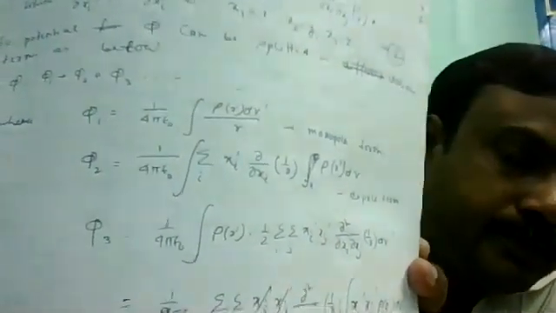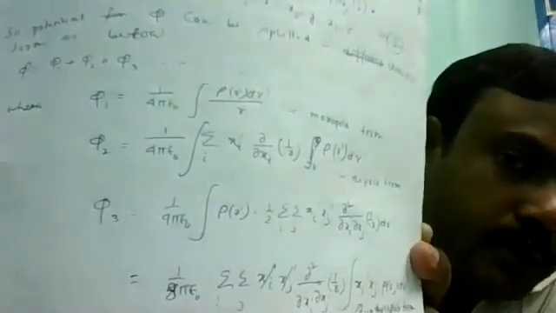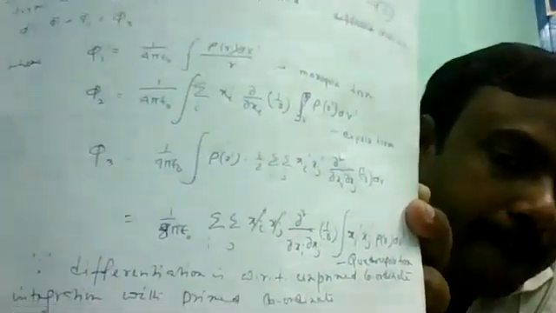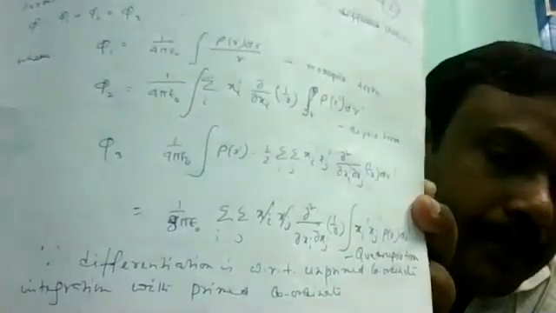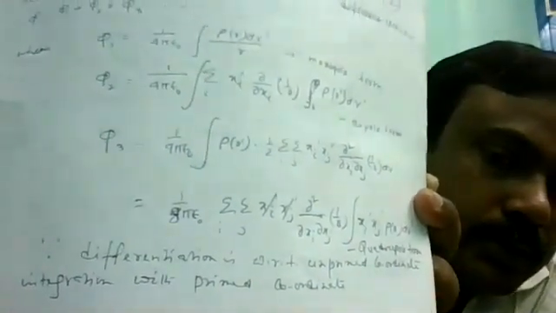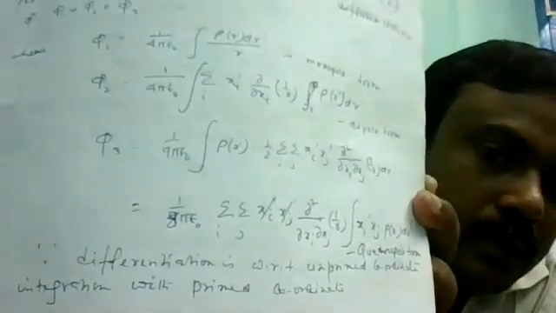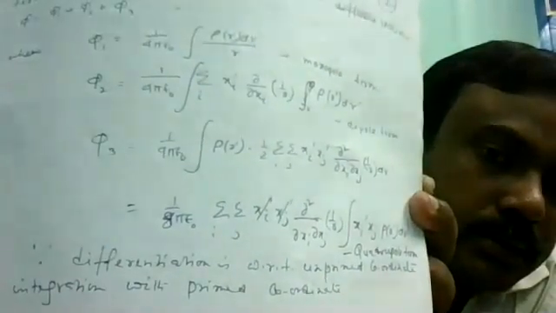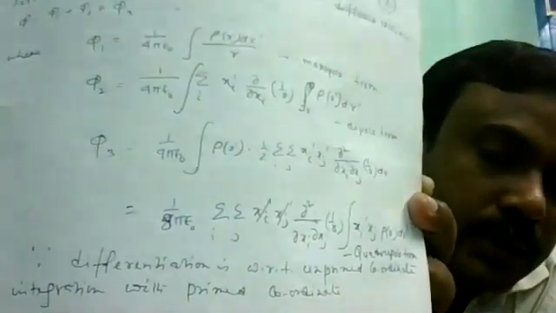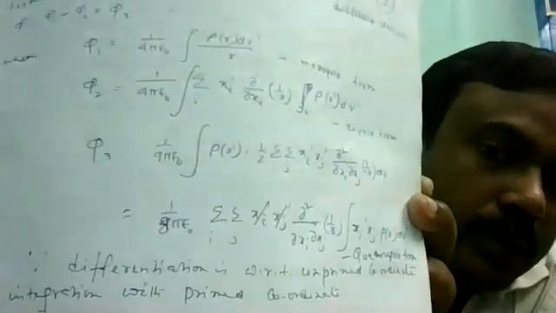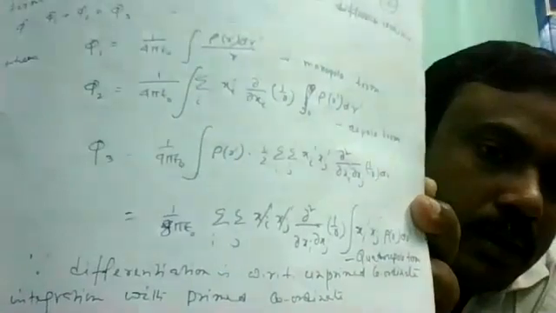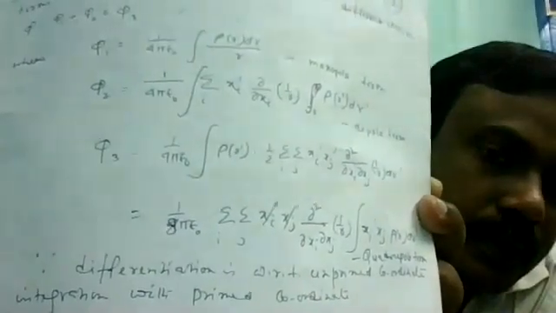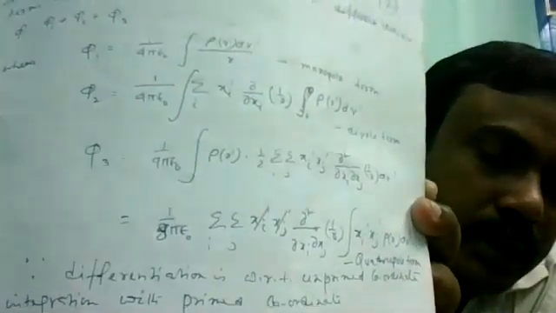First one is the monopole term, the second one is the dipole term, and the third one is the quadrupole term. Here in the quadrupole term, we have taken the summation sign away from the integration, because summation is over the unprimed coordinates and integration is over the primed coordinates. You can see that it is in the tensorial form.